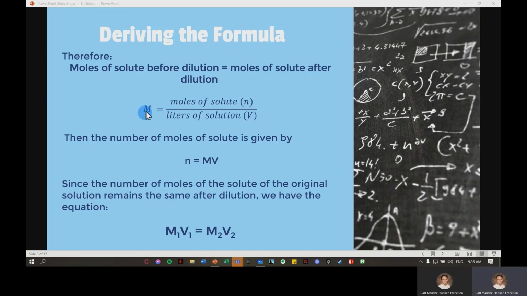The formula for molarity or concentration is n over V, where n is moles of solute and V is liters of solution. Derive the formula for n. So n is equal to MV. Now, since the number of moles are equal before and after dilution, we have M1V1 is equal to M2V2.